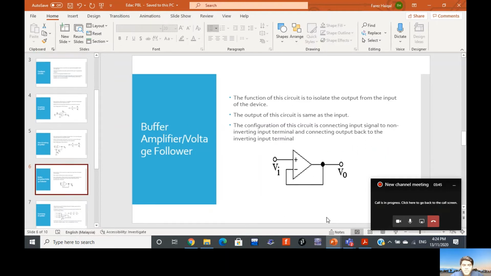The next application is the buffer amplifier, or voltage follower. The function of the circuit is to isolate the output from the input of the device. The output of the circuit is the same as the input voltage. The configuration of this circuit is connecting the input signal to the non-inverting input terminal and connecting the output back to the inverting input terminal.